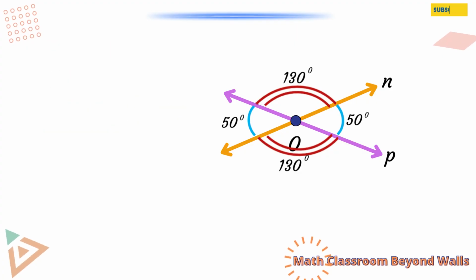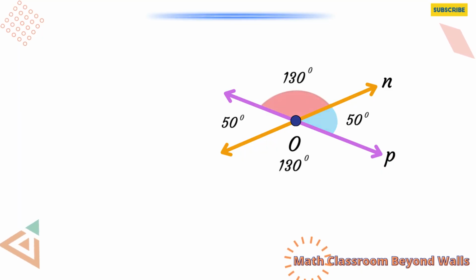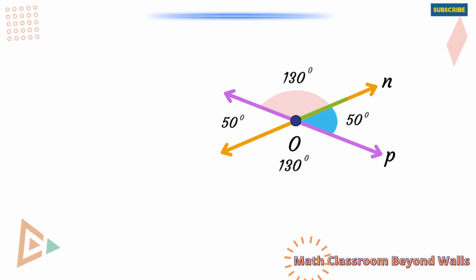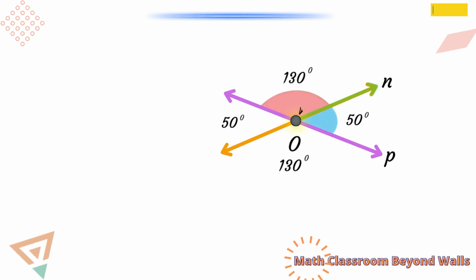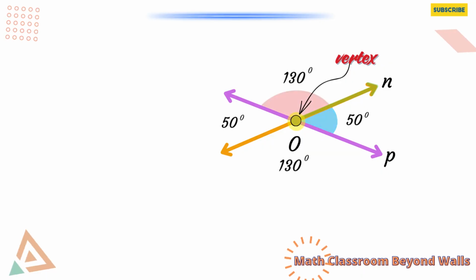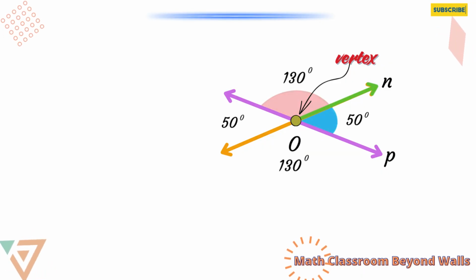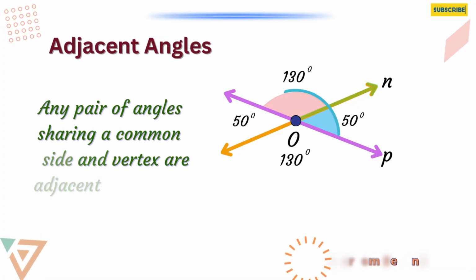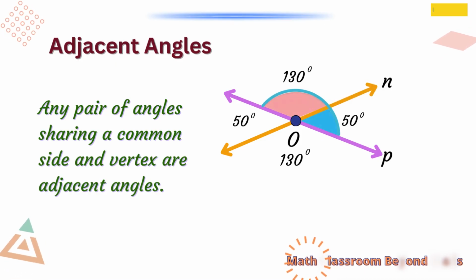Look at the angle with a measure of 130 degrees and the one to the right of it, the one with a measure of 50 degrees. What is common to both angles, learners? Right, these angles are sharing a side and they have a common point. We call the common point the vertex of the angle. Because the angles are sharing a common side and have a common vertex, this pair of angles is called adjacent angles. So any pair of angles sharing a common side and vertex are adjacent angles.